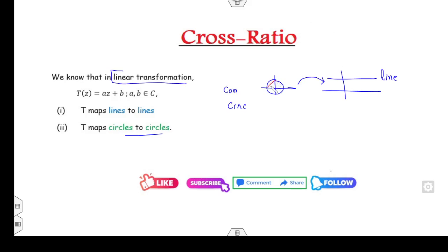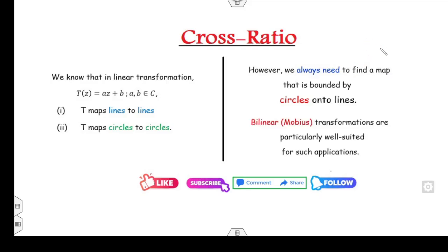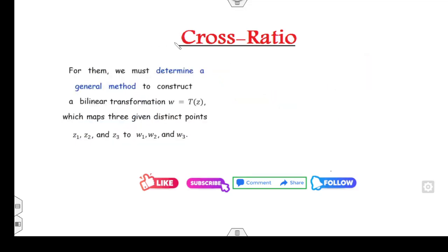For example, if this is my circle and my target is to find a mapping into a straight line, the question arises: how can we define such a map? The answer is that the Mobius transformation is well suited for this kind of application. But the most important question is how we can define such a transformation. In order to define such a transformation, we need the idea of the cross ratio.